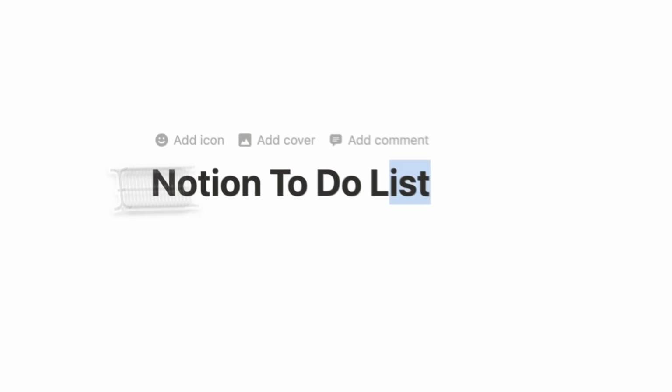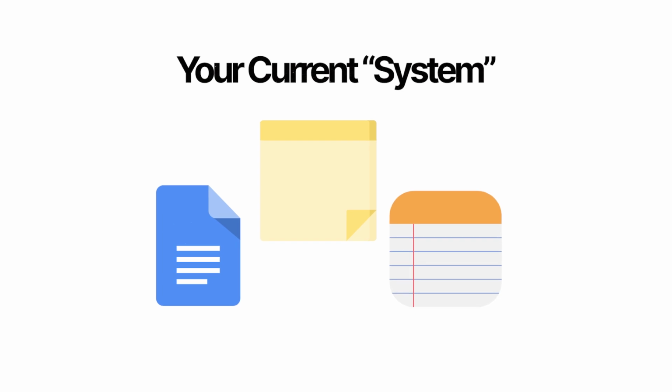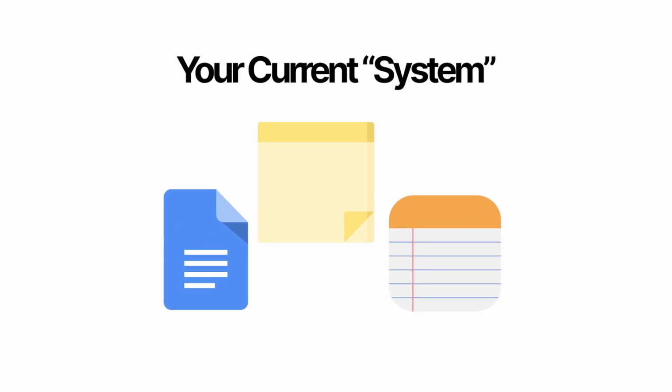Maybe you've tried Notion before and it felt overwhelming, like a blank page staring back at you. You've wasted hours building pages that look nice, but they just don't work. Or you've got a to-do list scattered across sticky notes, docs, and your phone's note app. If any of that sounds familiar, then you need this.